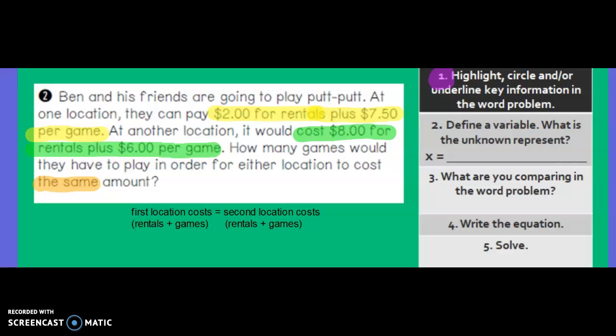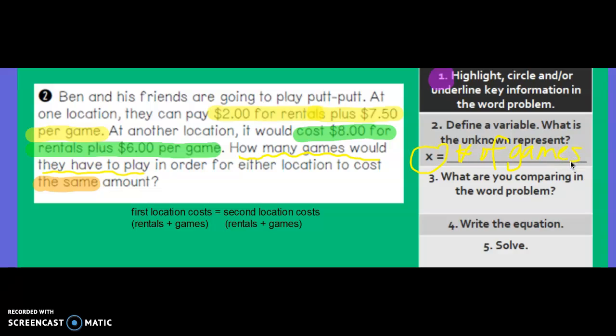So again, let's figure out what we're looking for. We're looking for x. Whoops, sorry about that. We are looking for x, and x is going to stand for the thing that we don't know. So what don't we know? We don't know the number of games that they're going to play in order for them to be equal. So x is going to stand for the number of games.